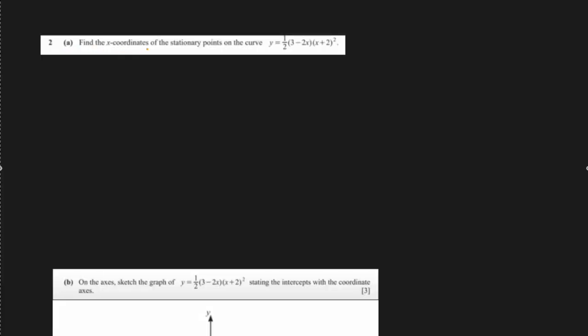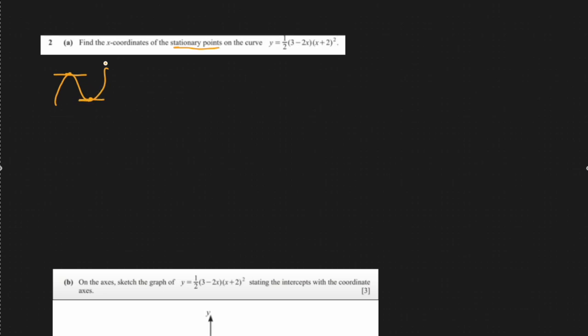Find the x coordinates of the stationary points of this, only x coordinates. Okay, the stationary point, what is a stationary point? This is a stationary point, where the graph changes its direction. So if I draw a tangent on it, that becomes the gradient of that stationary point.